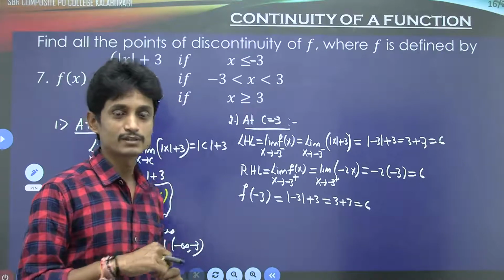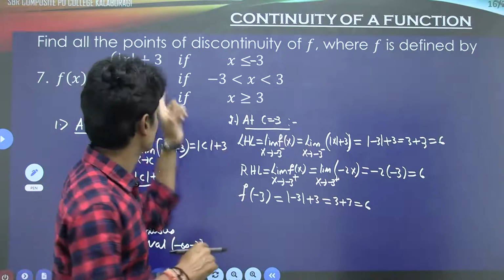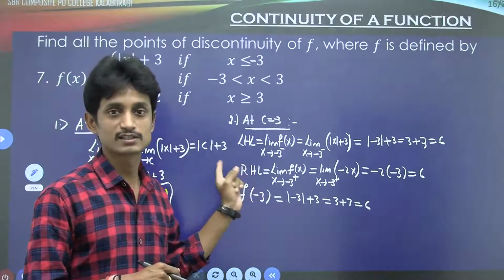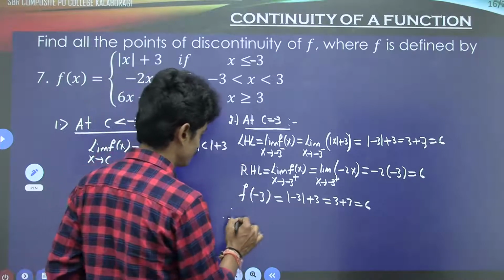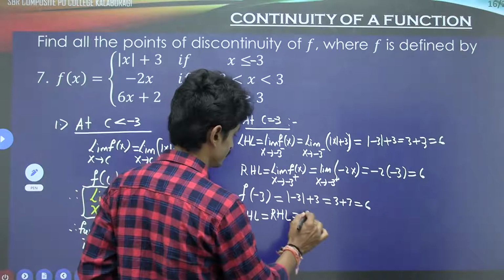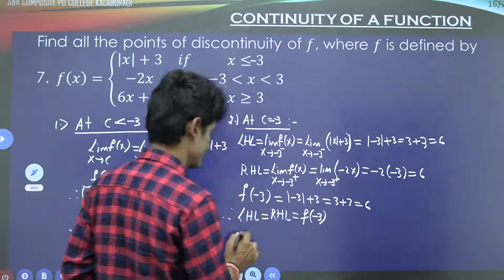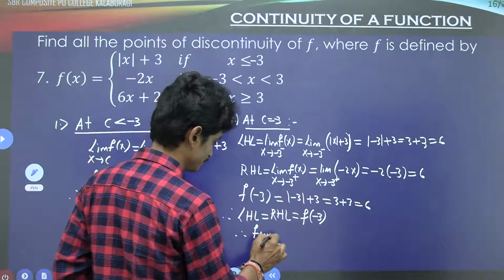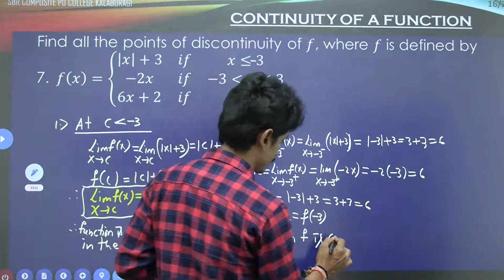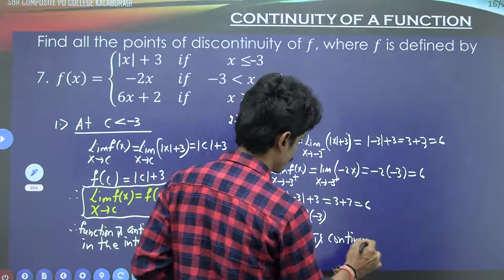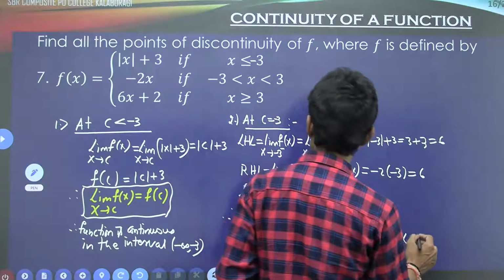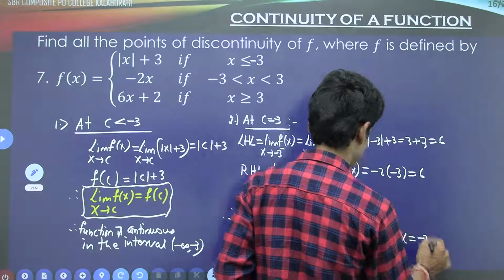Just draw or take one graph sheet to construct the graph of this function, then you will understand what we are doing here and what we are getting here. Clear? Therefore, I can write left limit is equal to right limit is equal to the value of the function. Therefore, function f is continuous at x equal to minus 3.